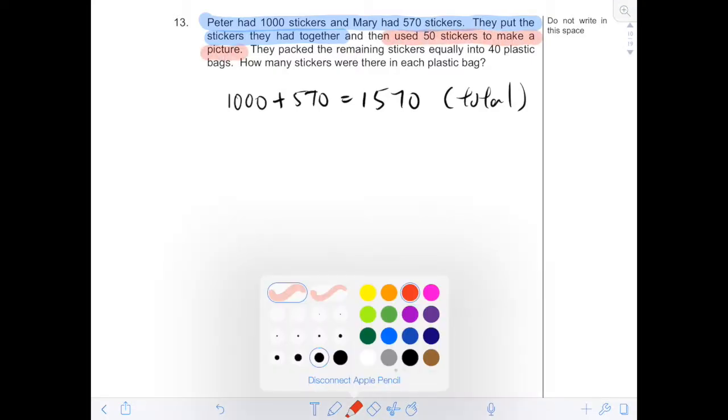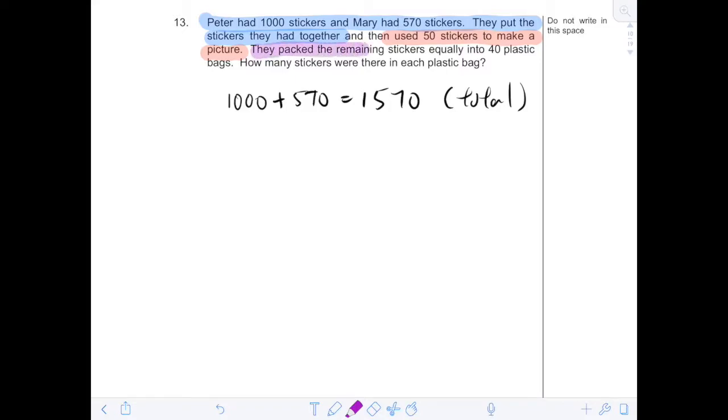Alright, and the last bit of information here says that they packed the remaining stickers equally into 40 plastic bags. So here, very clear cut, you got to get rid of those stickers that they used to make the picture. So you just take the total minus the 50 stickers that they used, you get 1520. Then they packed this 1520, which is what is left, equally into 40 plastic bags.